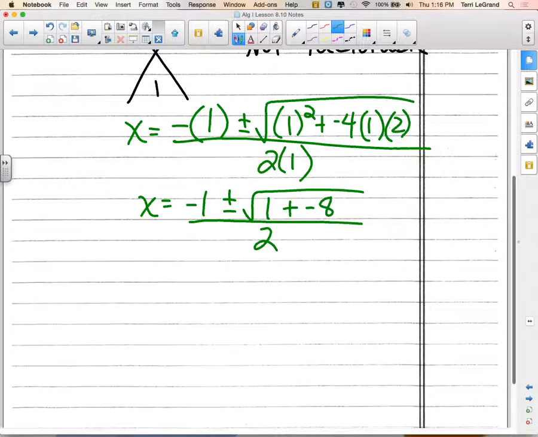Okay, the next step, all we do is we simplify our radicand. What does our radicand become? It becomes negative 7.